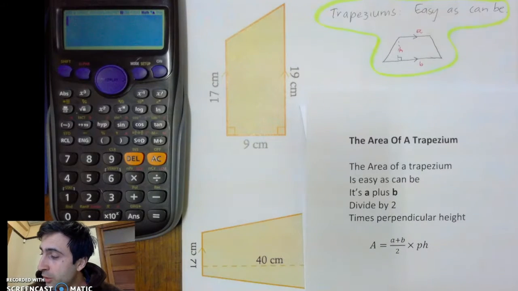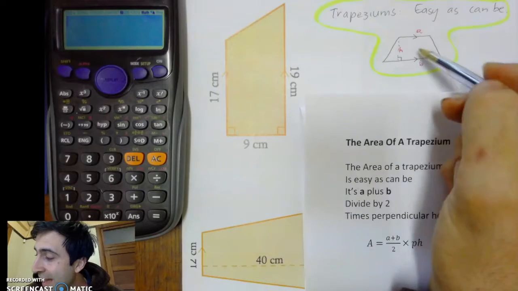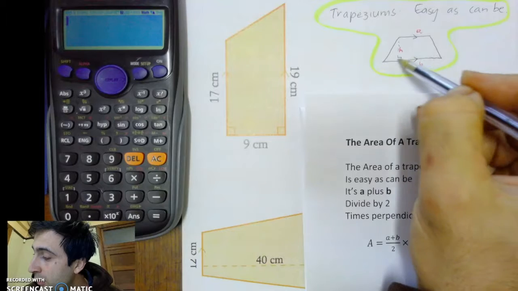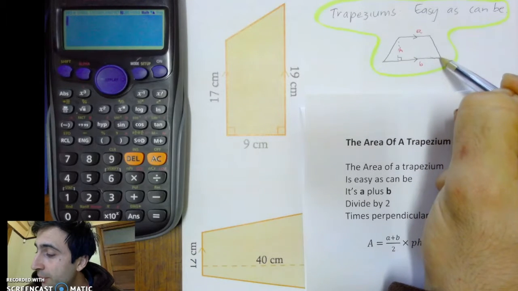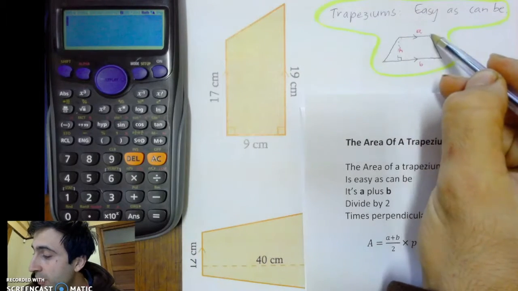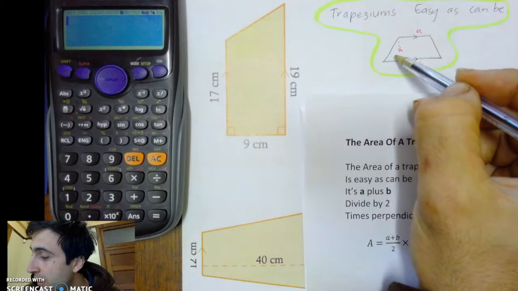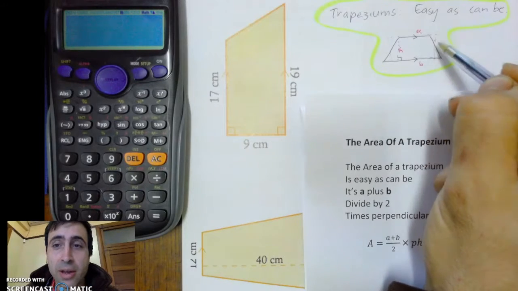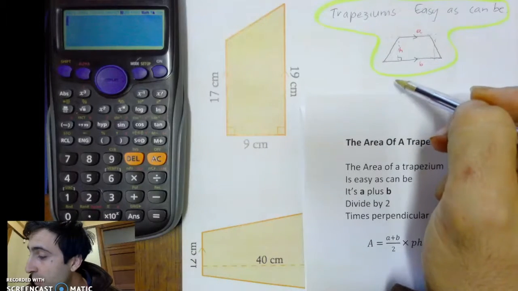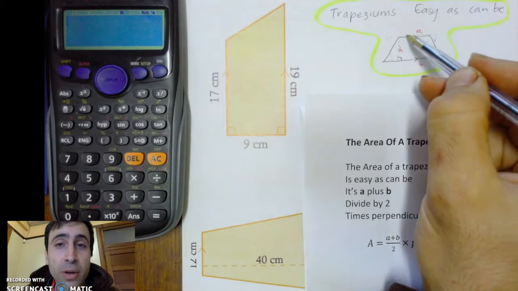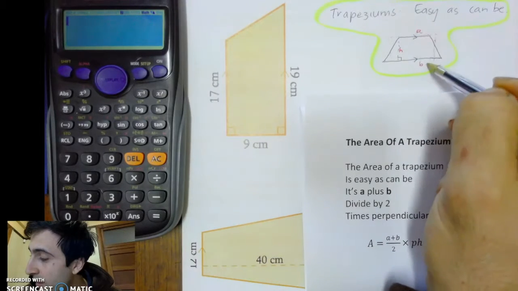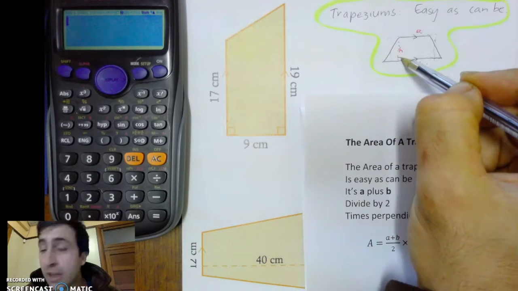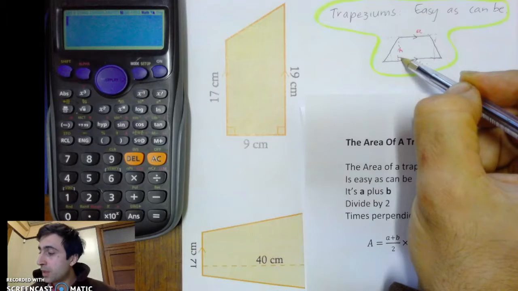Because what we actually do is we find the average of one of the parallel sides and the other. Effectively, what it does is it cuts a little bit here, cuts a little bit here, and sticks it up there, and it turns it into a rectangle. But you don't need to know that. All you need to know is that if you get the parallel sides, add them together and divide by 2, and then multiply it by the perpendicular height, remember the right angle, then you're going to find the area of our trapezium.